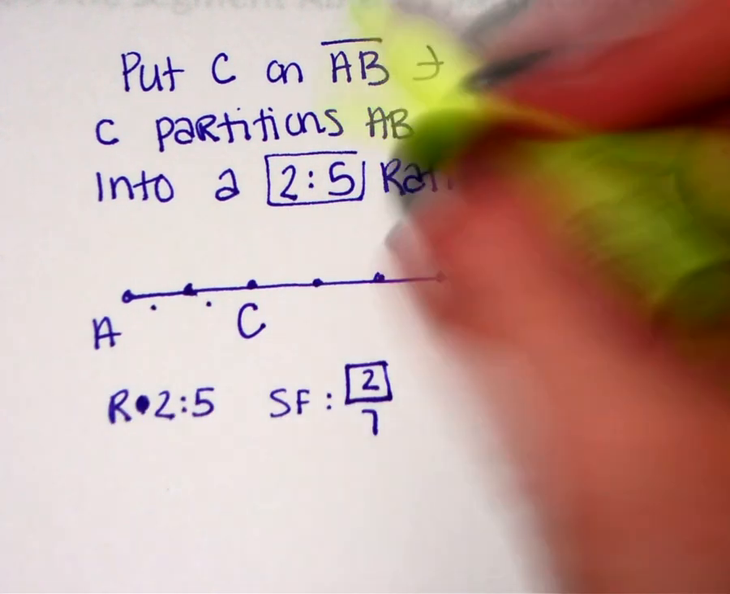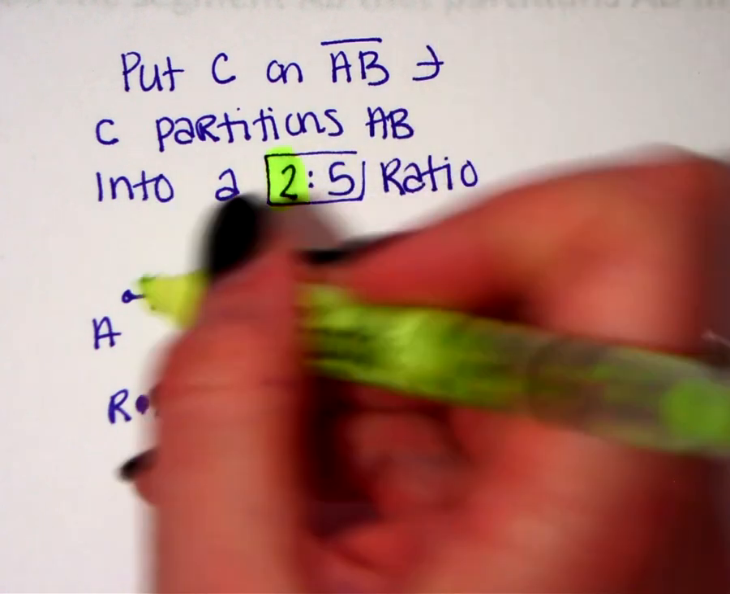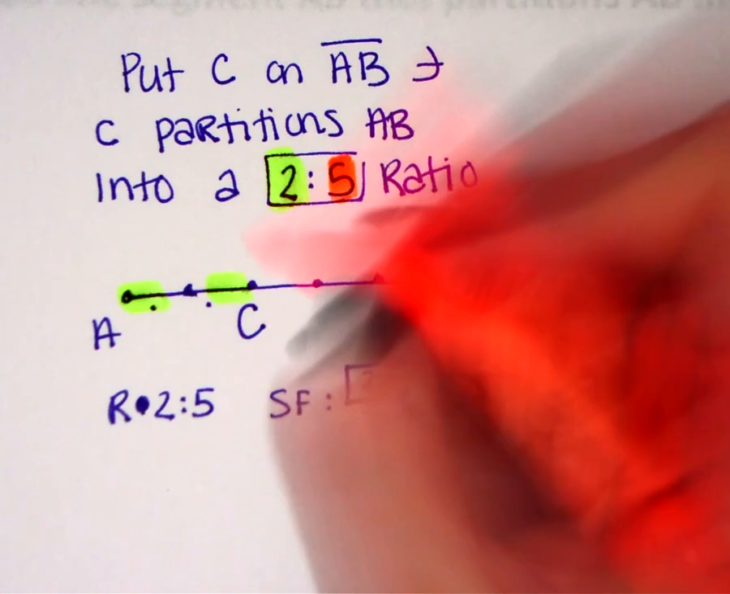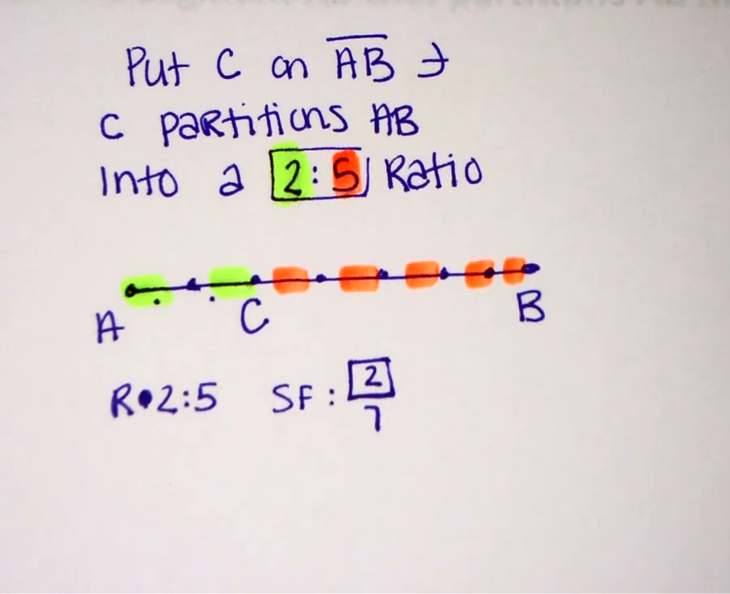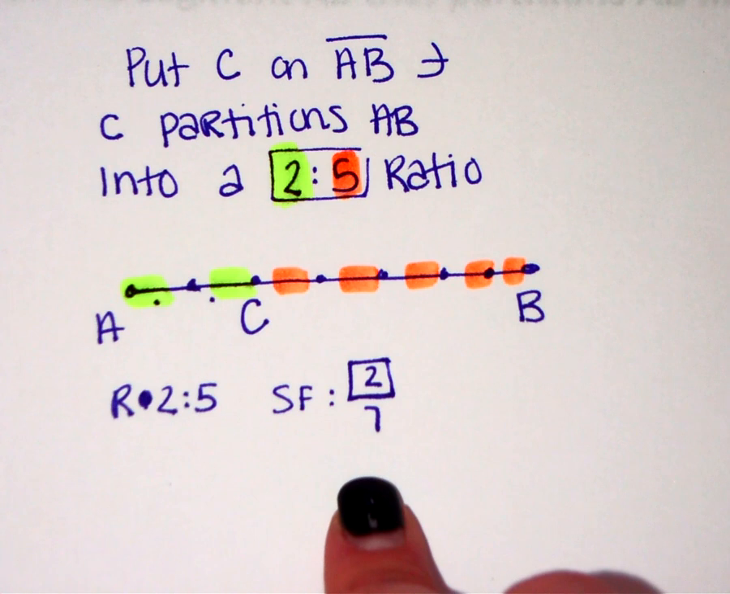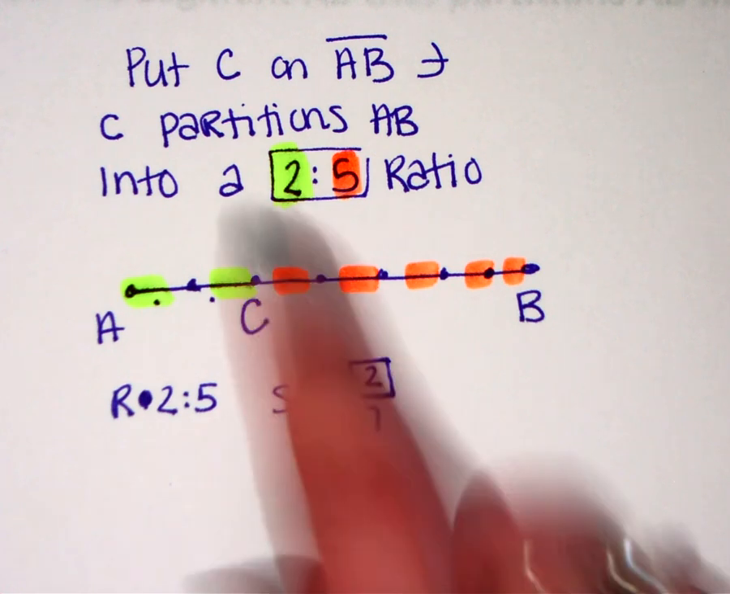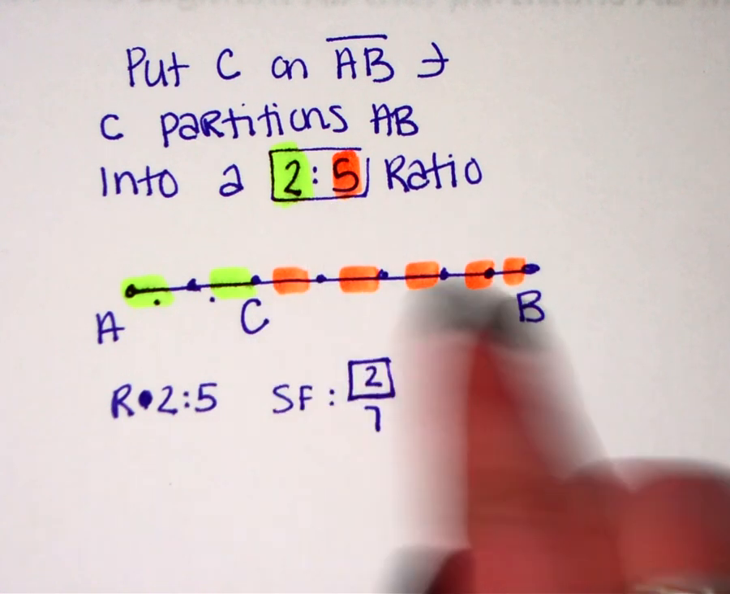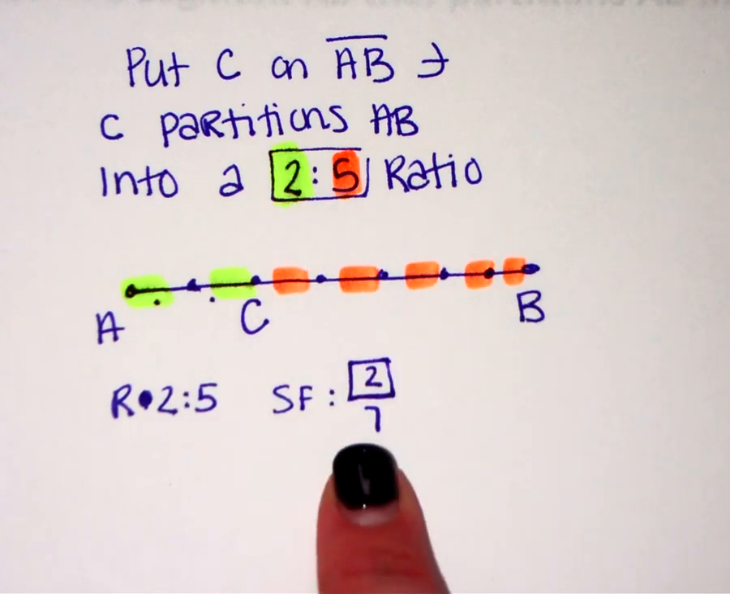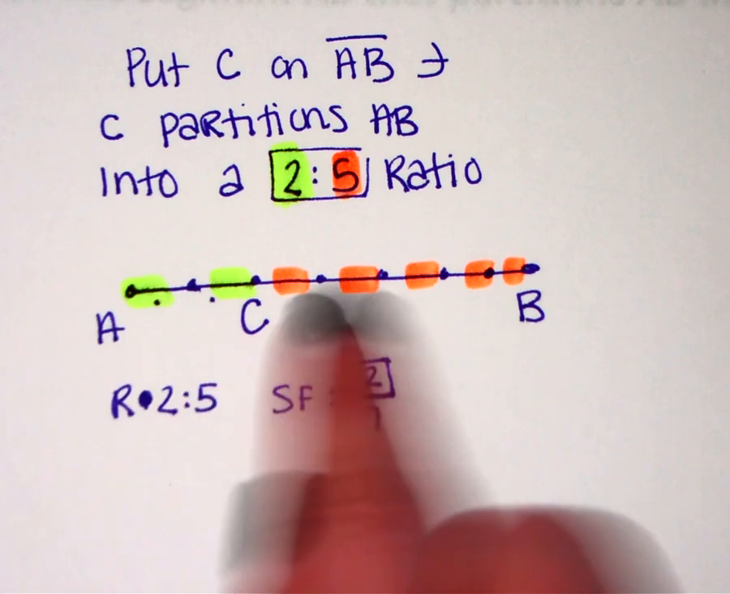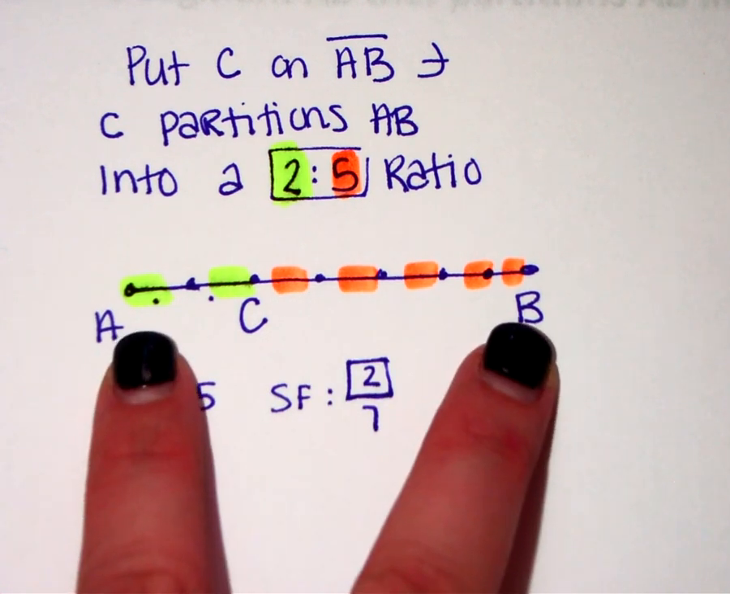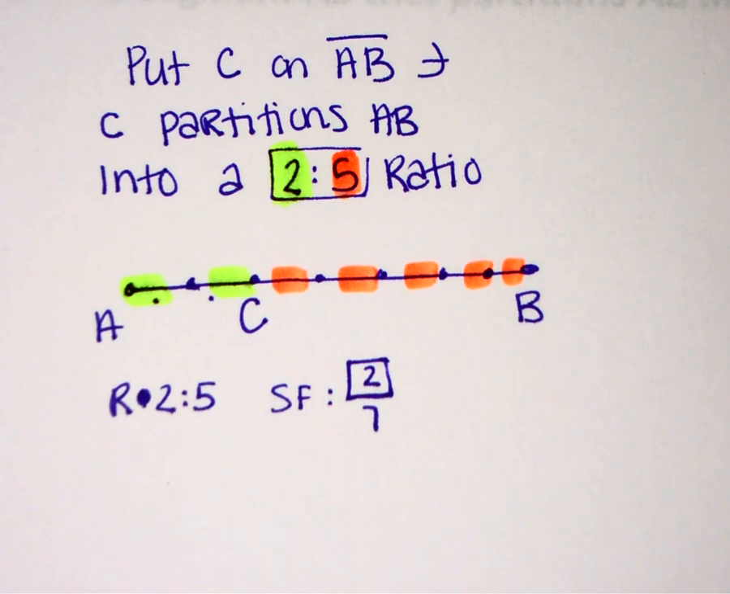So just remember, if you're doing a ratio versus a scale factor, 2 sections versus 5 sections. 1, 2, 3, 4, 5. Or 2 out of 7. So remember the ratio video. Hopefully you've watched that. 2:5 ratio means for every 2 sections I have, the other has 5. Or in scale factor terms, I have 2 out of the 7 total sections. So what we're trying to do on the coordinate plane is calculate the exact location of point C. So this is a representation of it off of the coordinate plane.